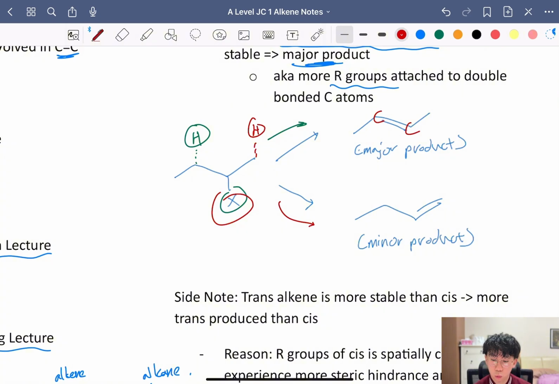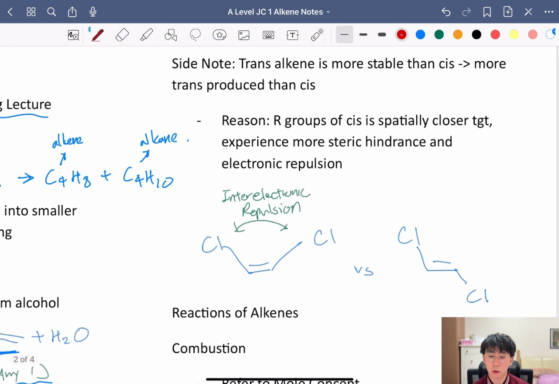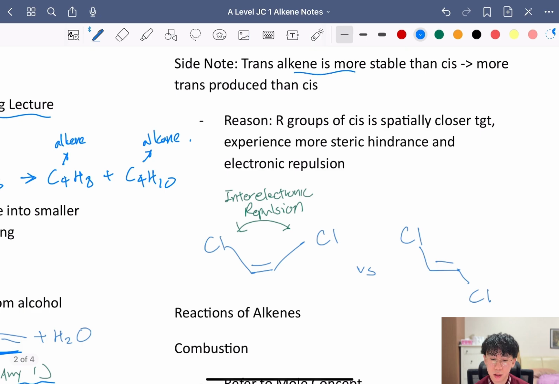So we have one R group and you have two R groups over here. Whereas for the bottom product, if you take a look at these two carbons, you only have one R group over here. And because of this, the major product would be the one on the top because it has two R groups attached to the whole alkene, and the bottom one is the minor product. Another side note is that trans alkenes are also more stable than your cis alkenes. And therefore, if you had to choose between the two products, you would produce more trans than the cis.